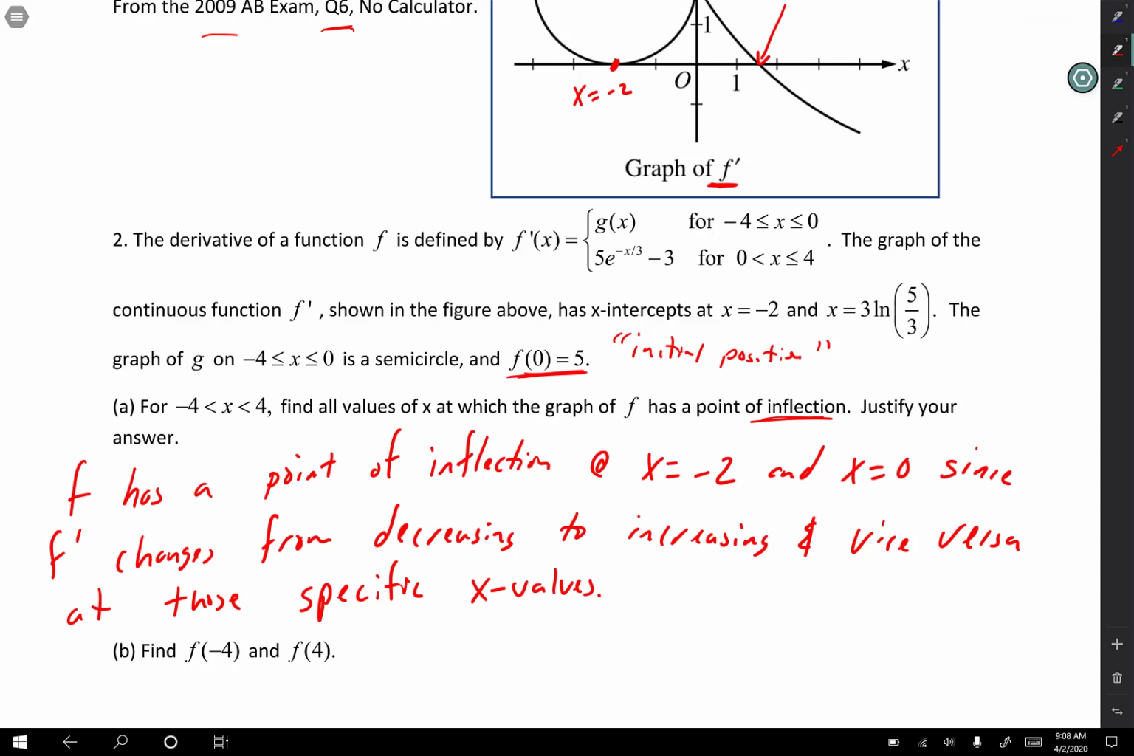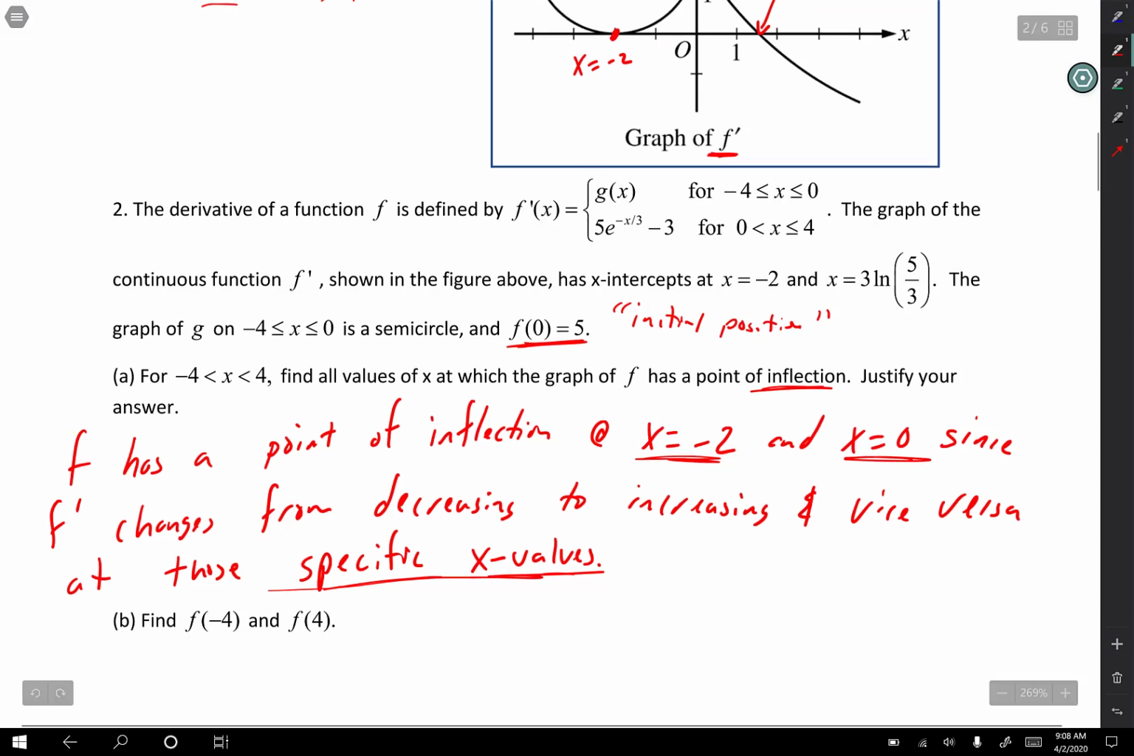Full credit. If you stopped at f prime changes from decreasing to increasing and vice versa, it's possible that you might not get the credit, guys, because you've got to state where they change. And I'm saying that they change at those specific x values. If you are critical, and I'm like, oh, I don't really like that, you're just saying those specific x values. Well, the only x values that I mentioned are negative 2 and 0. But if you are very critical, you can say them again, and vice versa, at x equals negative 2 and at x equals 0. And there it is, guys. Done. Yay, we're happy here.